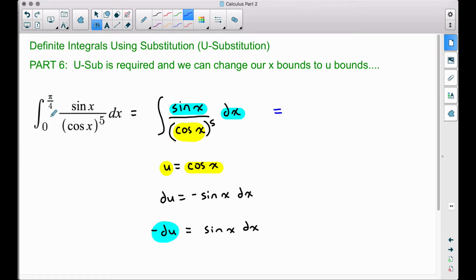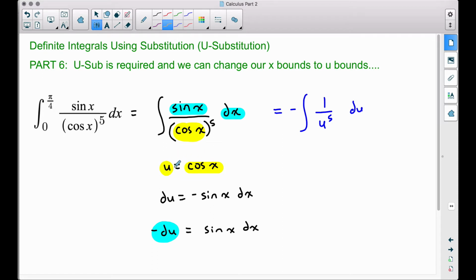So what I'm going to do here, these are bounds based off of values of x, since we have a dx over here. Now when I rewrite this, taking my negative into consideration, we have the du. That's replacing the sine x dx as mentioned in previous videos, and then we have 1 over u to the 5th. Again, that was discussed back in part 4. But now, since we have a definite integral, I want to show you a way that we can switch these x bounds to u bounds.